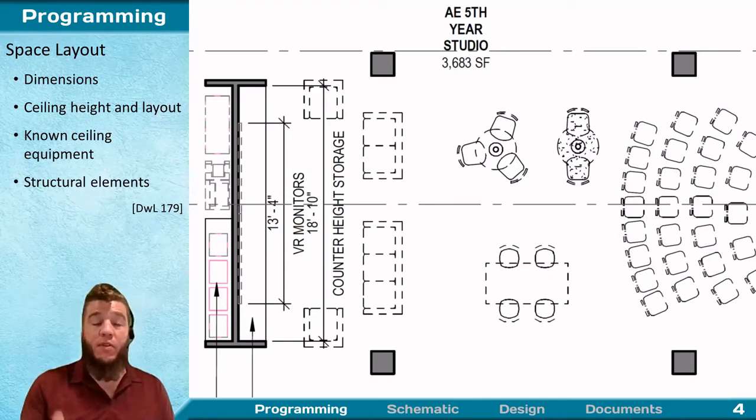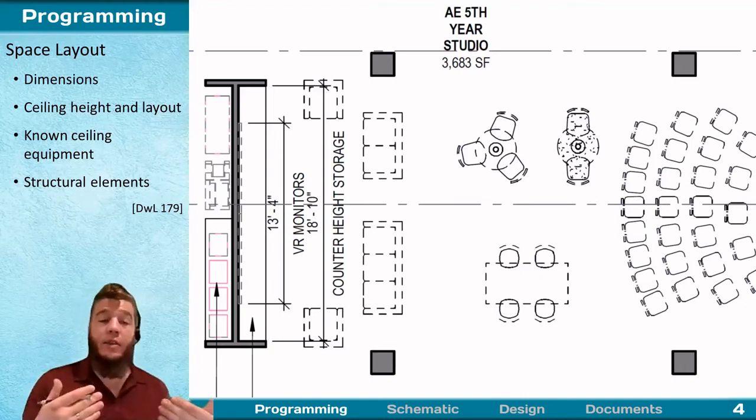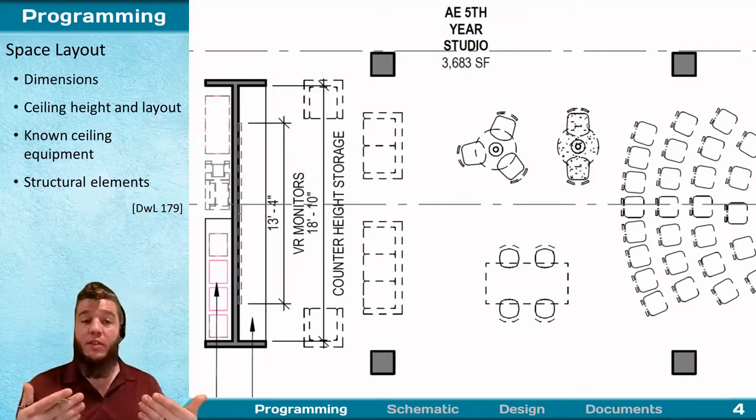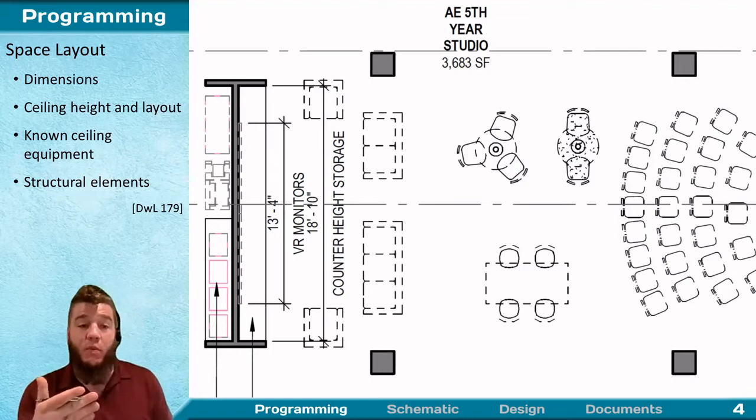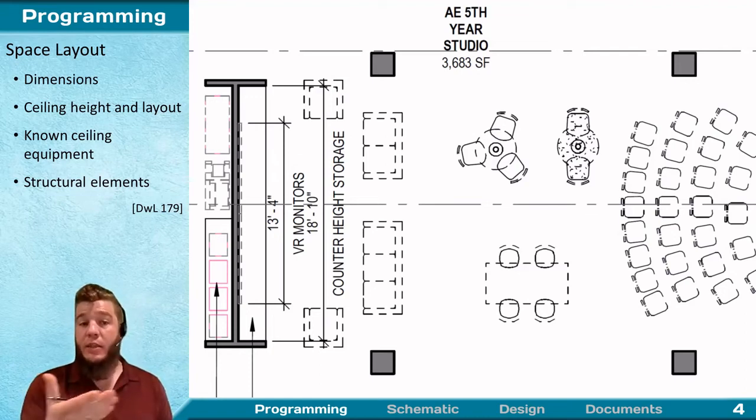And finally, of course, there are structural elements to consider, right? Both because you might be highlighting those structural elements and because you can't place fixtures inside of them. And that includes things like the structure of the ceiling itself, like trusses and I-beams, which are going to limit the way you can lay out lighting in the space.